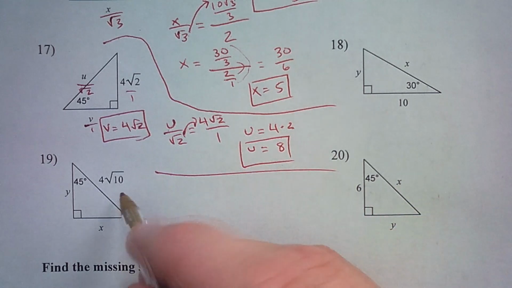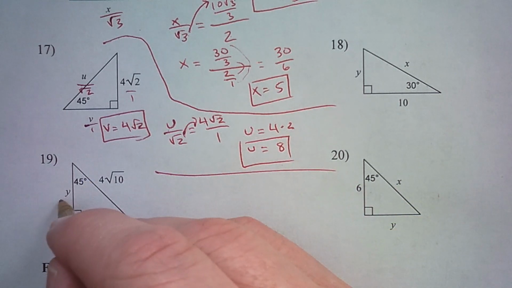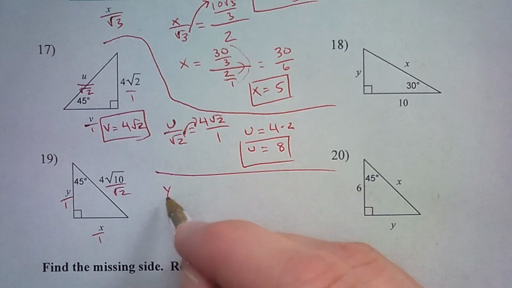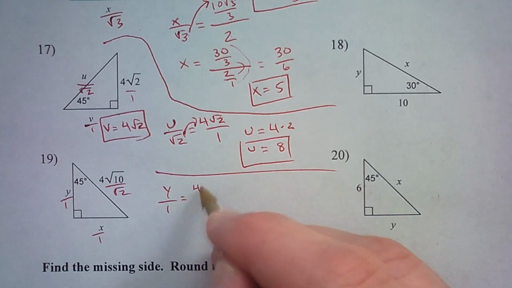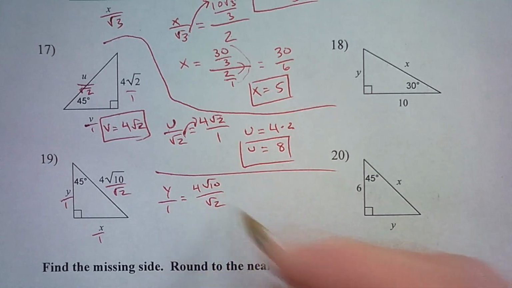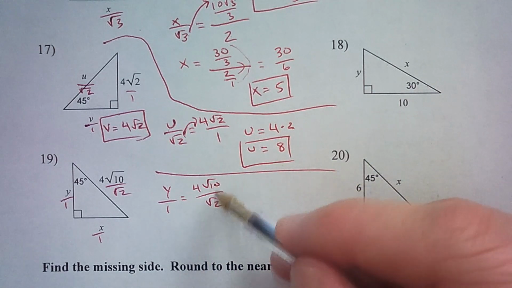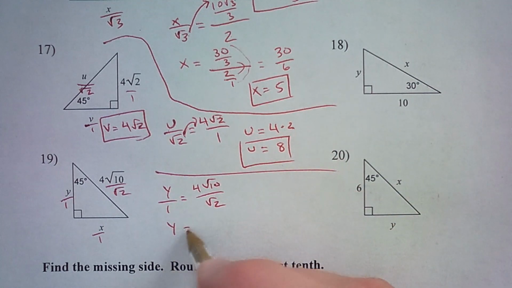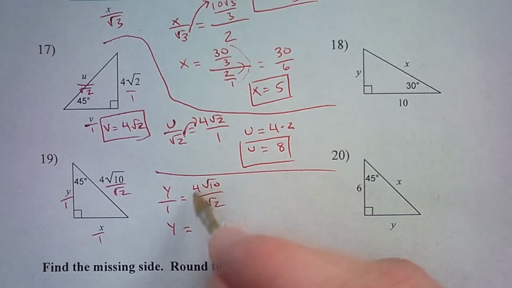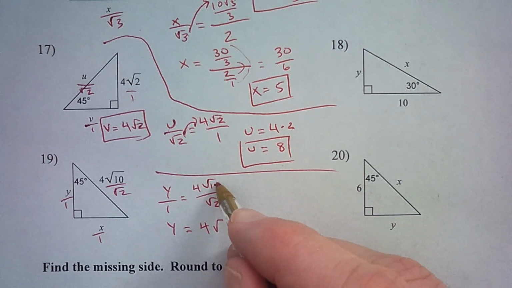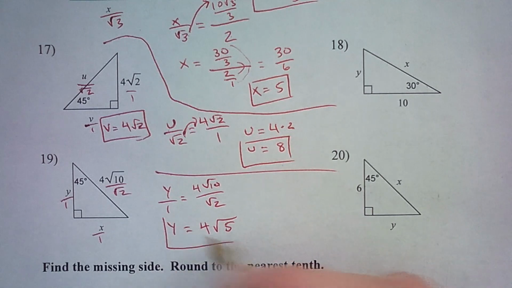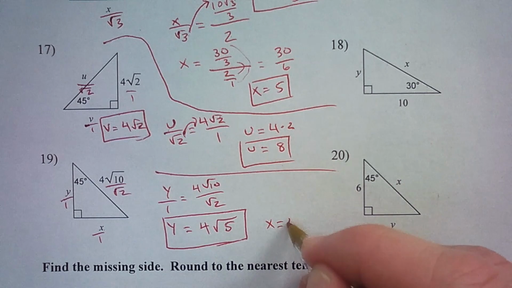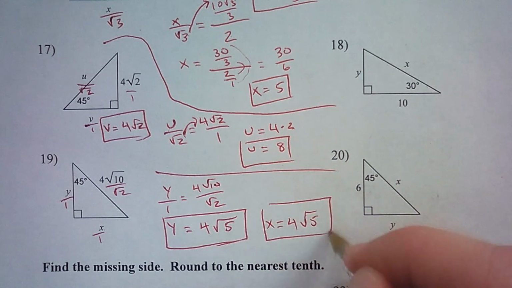And last, I have another 45, 45, 90, 1, 1, root 2. So I have Y is to 1, as 4 root 10 is to root 2. When I have a radical over a radical, I can divide inside those radicals. Y over 1 is Y, and 4 root 10 over root 2 is 4 times the square root of 10 divided by 2 is 5. And that means that X is also 4 times the square root of 5.